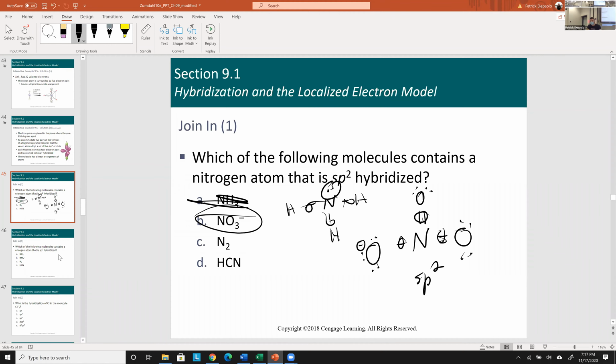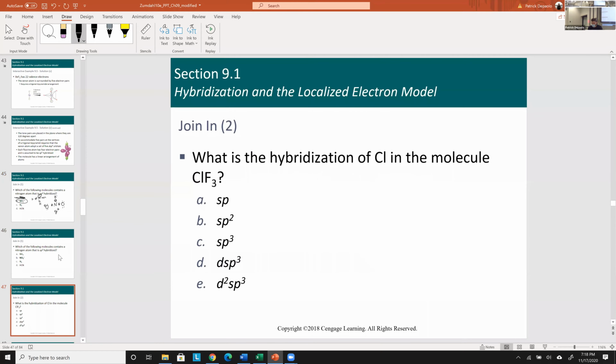And we talked about N2 being just sp, and then this nitrogen is also sp. Okay, good. I think we're getting the hang of it a little bit. One more. All right, what's the hybridization of chlorine in ClF3?